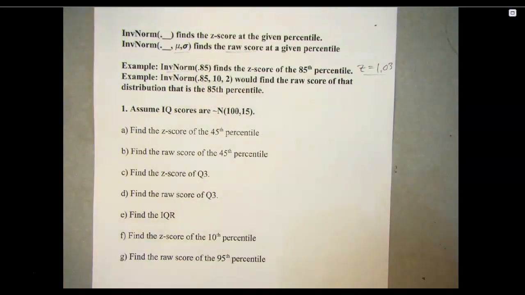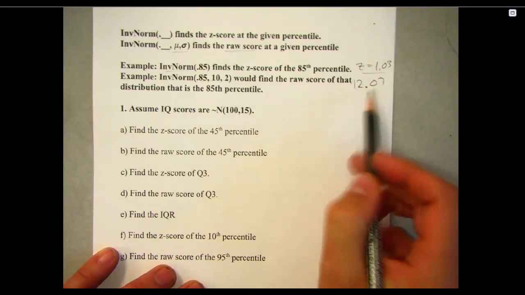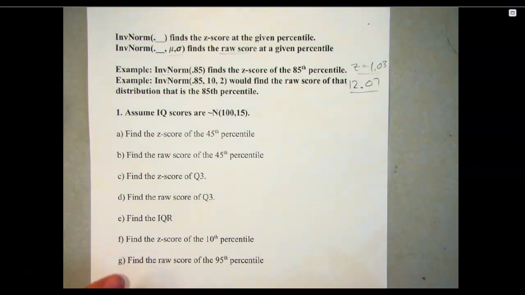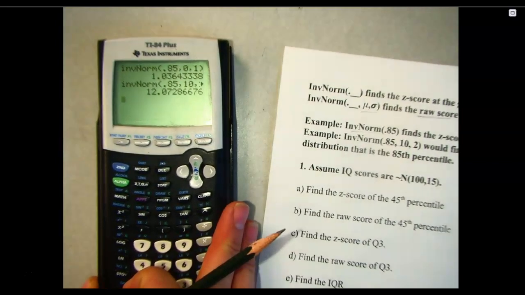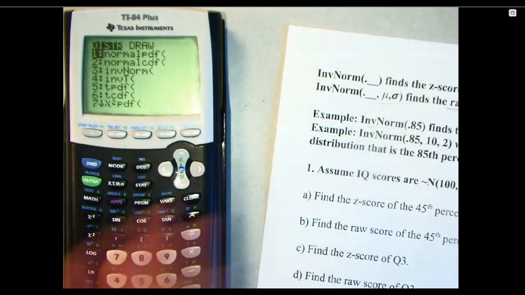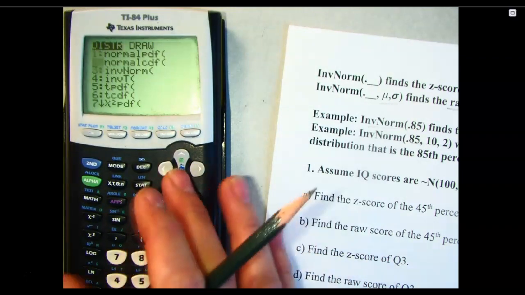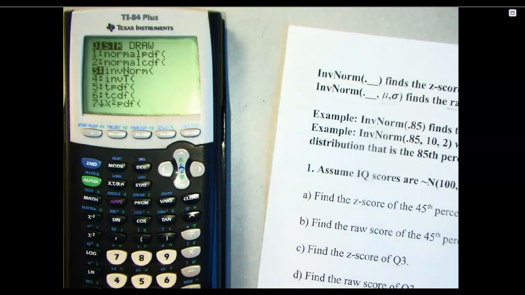If I had the mean and standard deviation with it, then it would tell me, okay, 85% of the data is below 12.07. So let's type those two in to make sure you get the same answer as I am. So go second distribution, like it's right below normal CDF. So go like you were going to normal CDF. That's the third one.